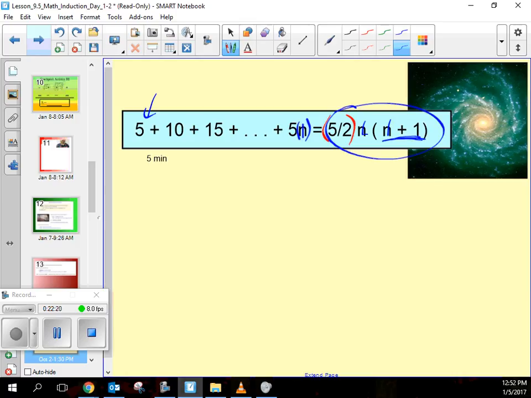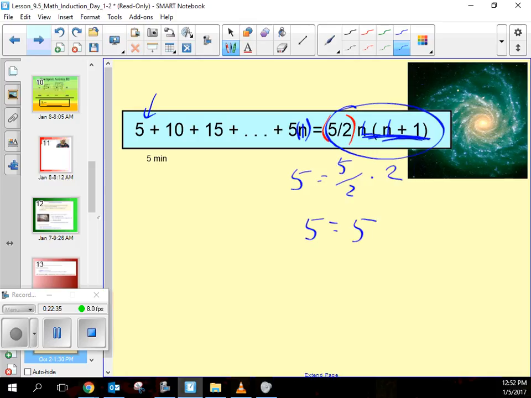2 times 1 is 2. All of that is 2. 5 over 2 times 2. The 2's cancel. Would you agree? 5 does equal 5. Cool. I proved it. Works for 1.